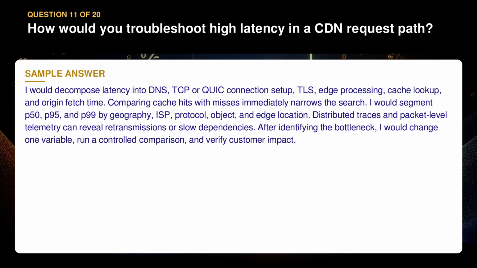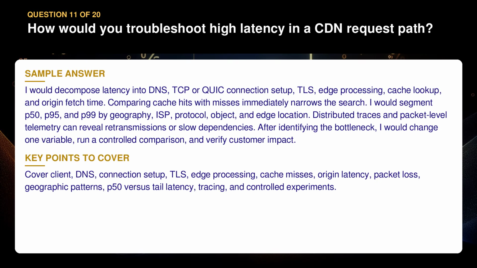I would segment P50, P95, and P99 by geography, ISP, protocol, object, and edge location. Distributed traces and packet-level telemetry can reveal retransmissions or slow dependencies. After identifying the bottleneck, I would change one variable, run a controlled comparison, and verify customer impact.